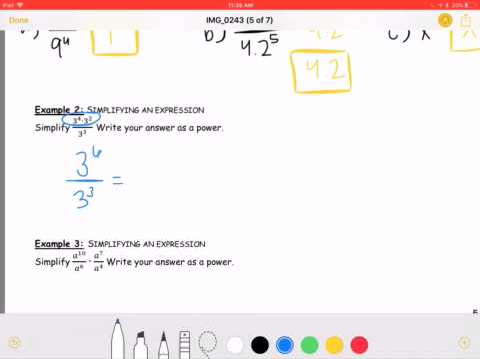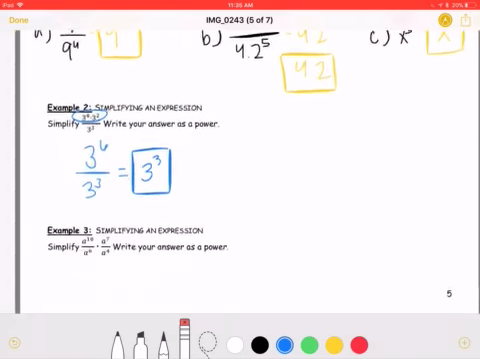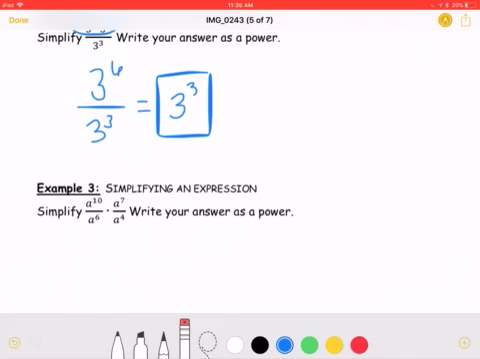And now there's still a second step. They're now being divided, so we subtract our powers. So our answer should be 3 cubed. So sometimes there's going to be multiple steps. You might be putting together your product of powers rules or properties along with your quotient of power properties.